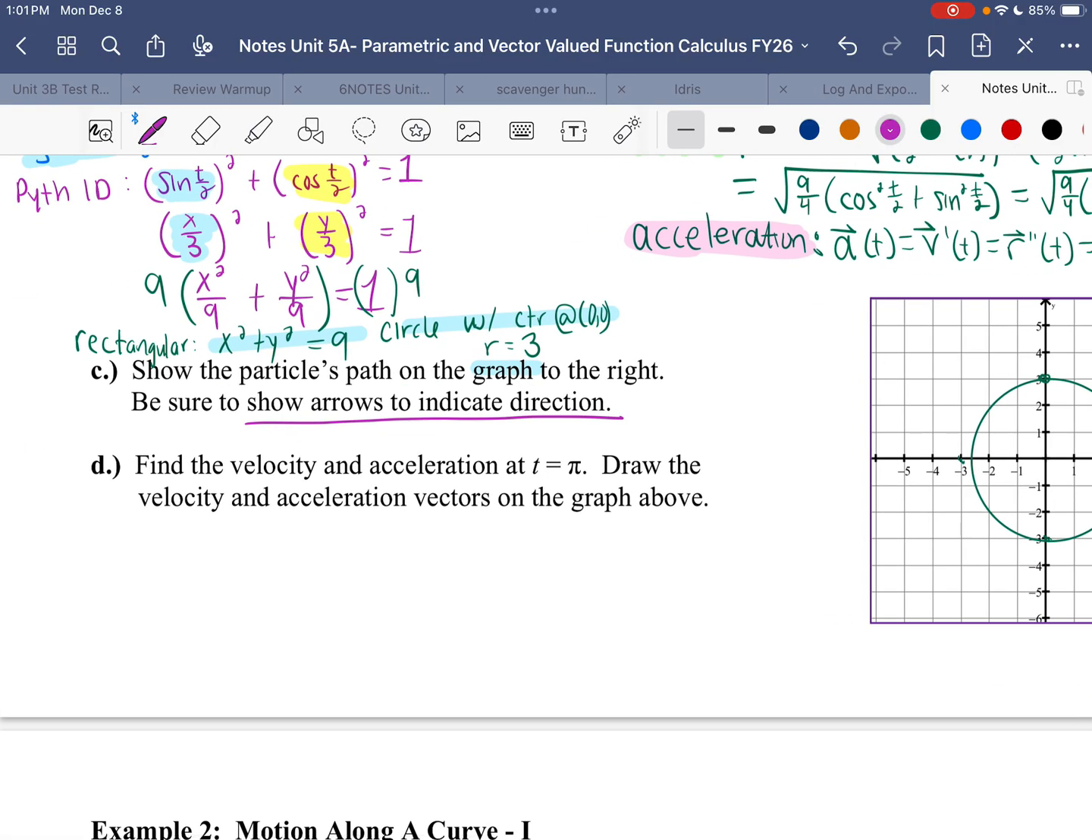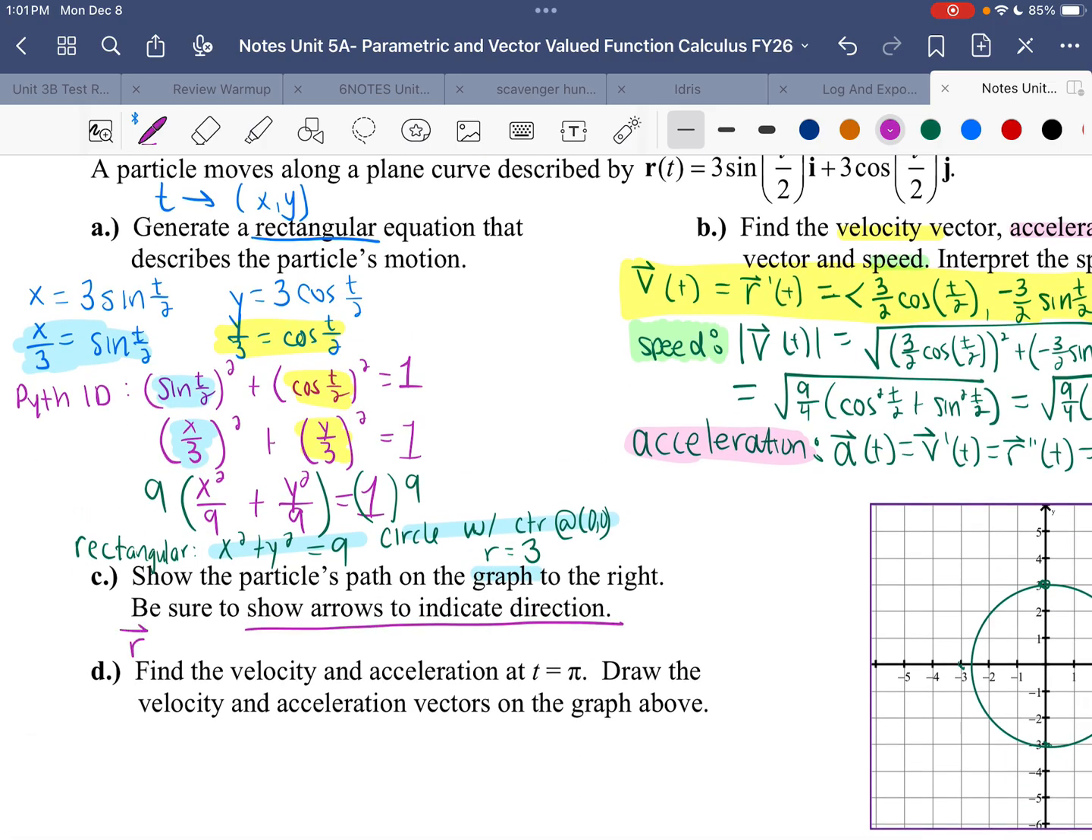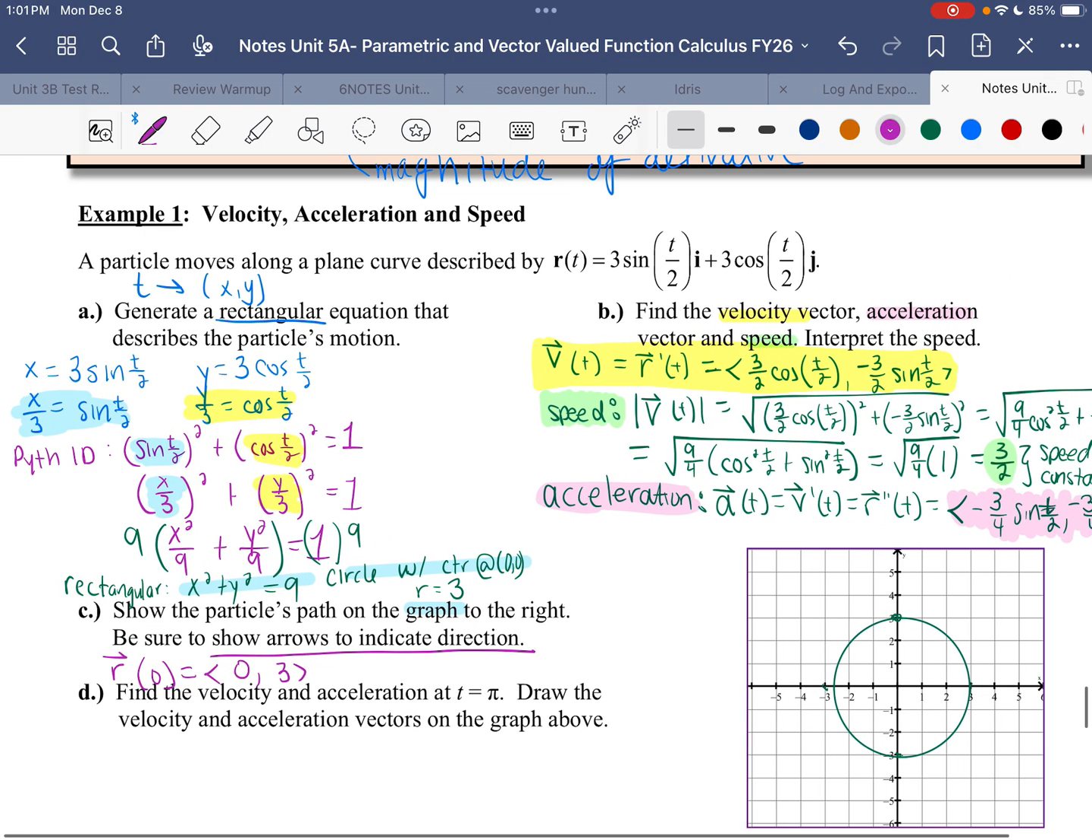So how is the direction moving? Maybe plug in a couple points. Like find r at 0. So r at 0, back into the original vector function. Sine at 0 is 0. Cosine at 0 is 1. Okay, so when time was 0, we were at 0, 3. So we're up here.